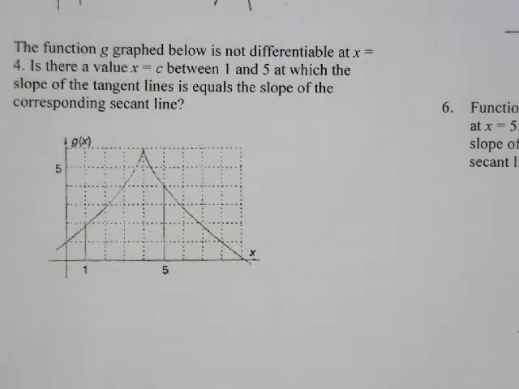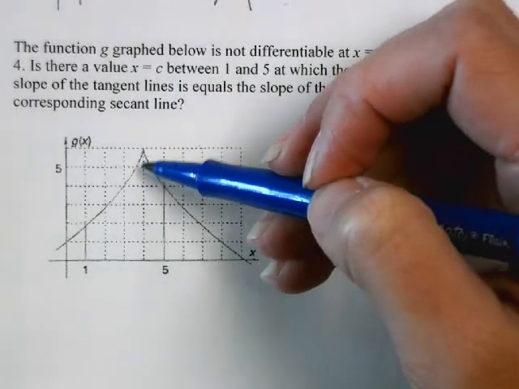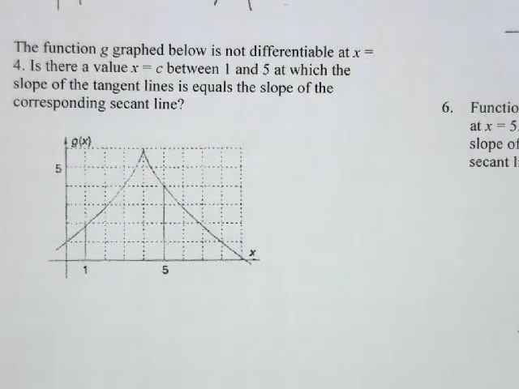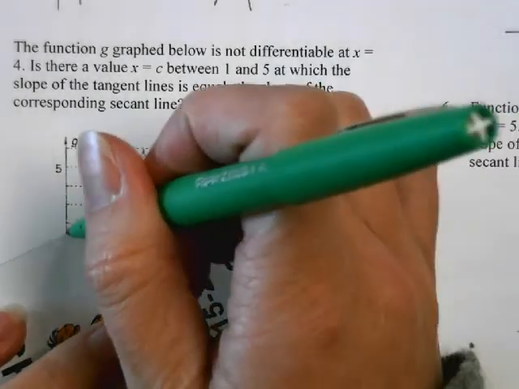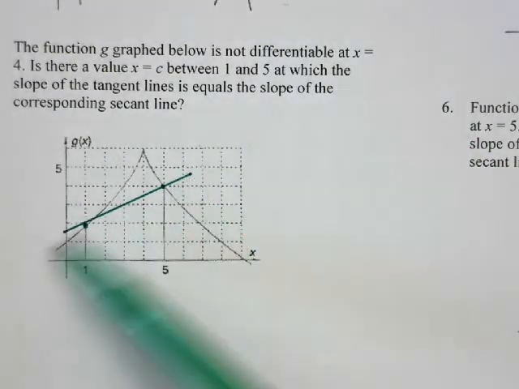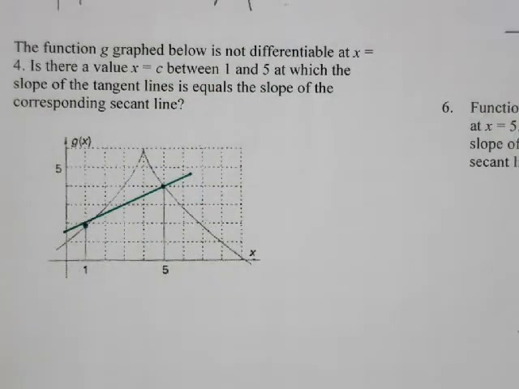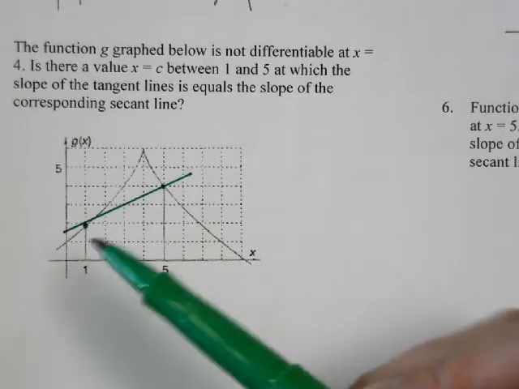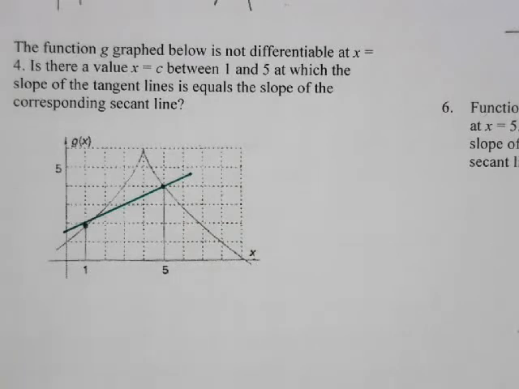The next one, the function graph is not differentiable at x equals 4. That's pretty clear here. It's not differentiable here because we have a cusp. So is there a value between 1 and 5 at which the slope of the tangent line equals the slope of the corresponding secant line? So there's 1, there's 5. Okay, and if we look at this graph, there's no point here that's going to have that slope. All of these are going to be steeper, all of these are decreasing here. So that's why it has to be differentiable on the whole thing. This is continuous the whole time, but it is not differentiable at that middle point there.